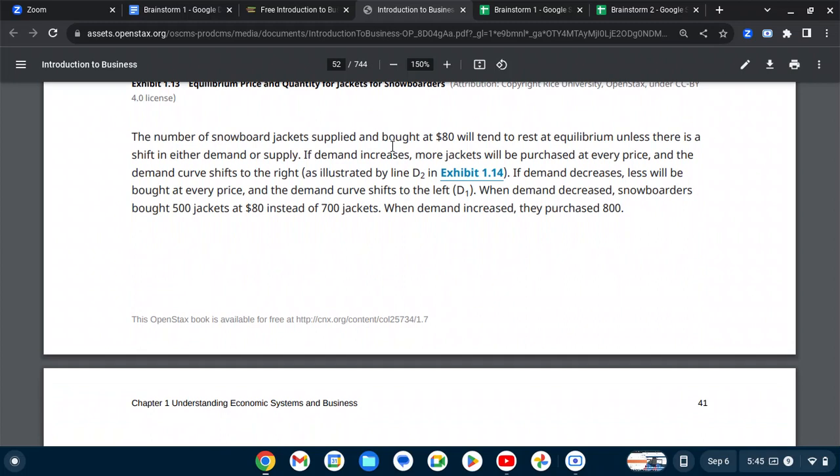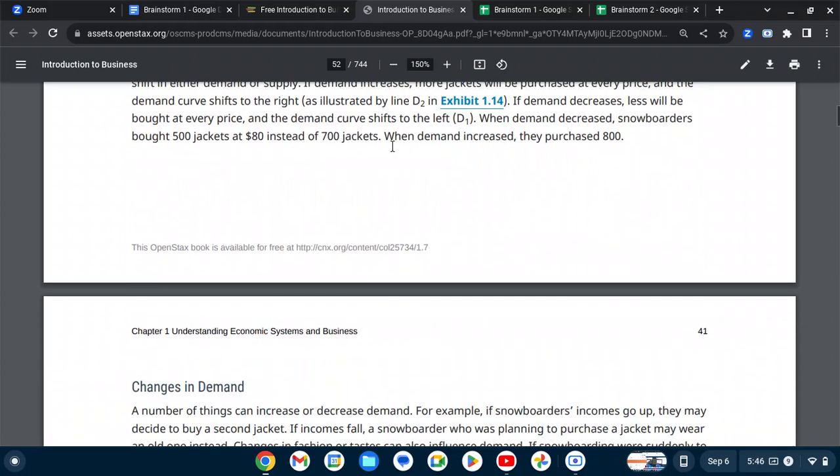If demand increases, more jackets will be purchased at every price, and the demand curve shifts to the right. If demand decreases, less will be bought at every price, and the demand curve shifts to the left. When demand decreases, snowboarders bought 500 jackets at $80 instead of 700 jackets. When demand increases, they purchased 800.